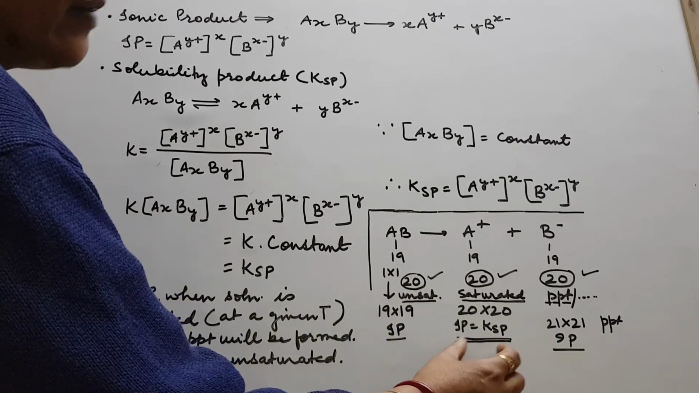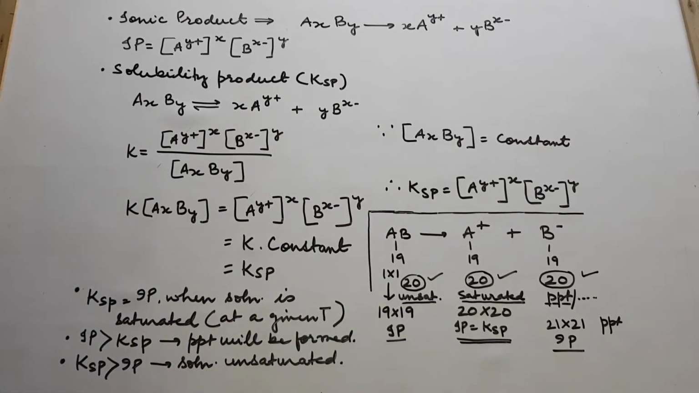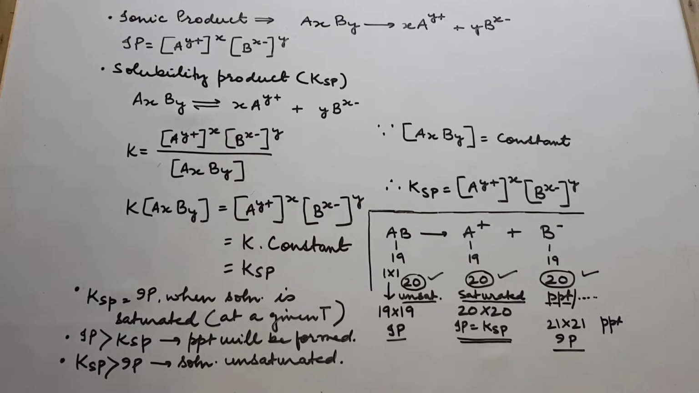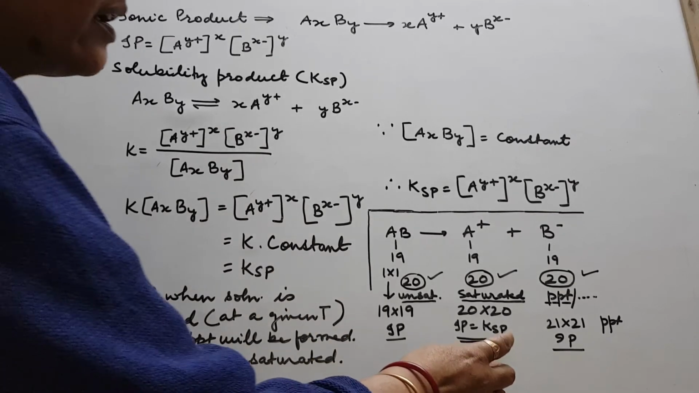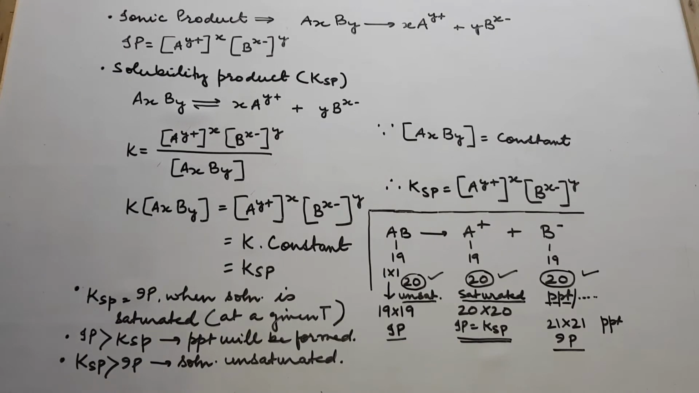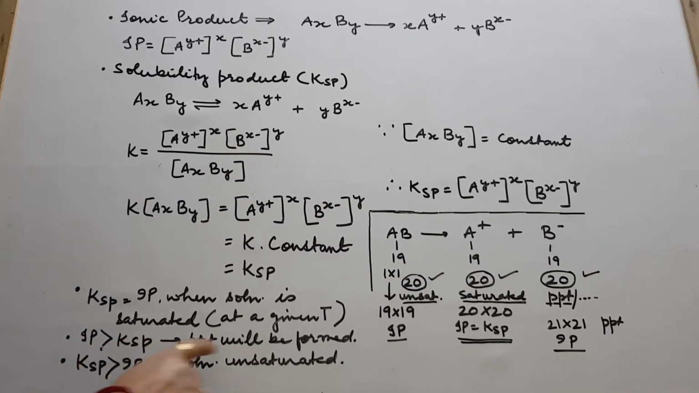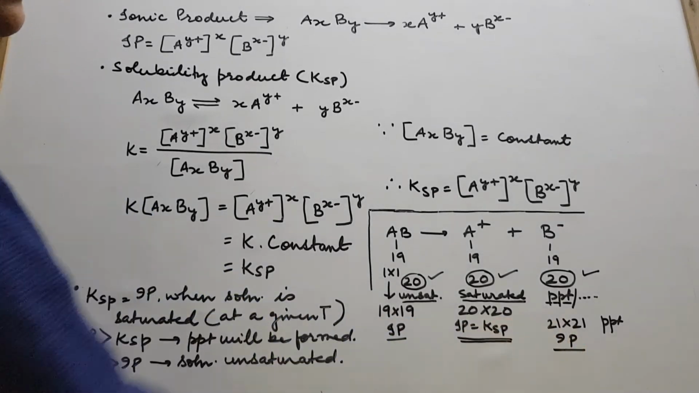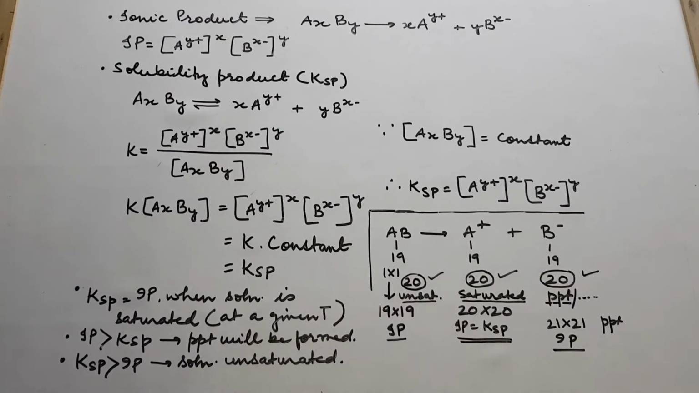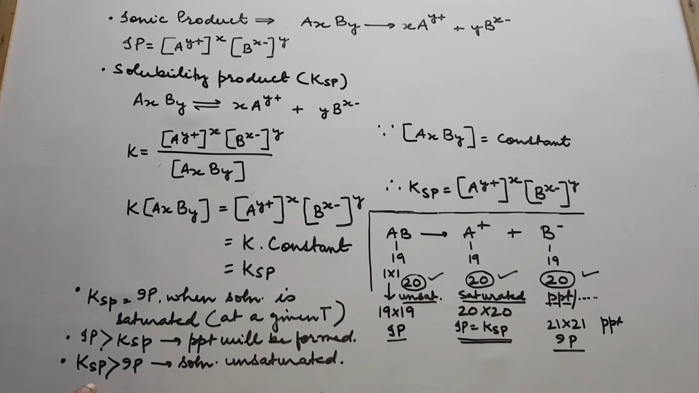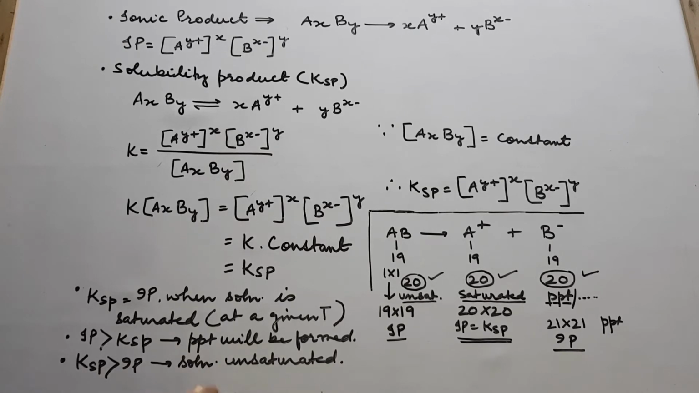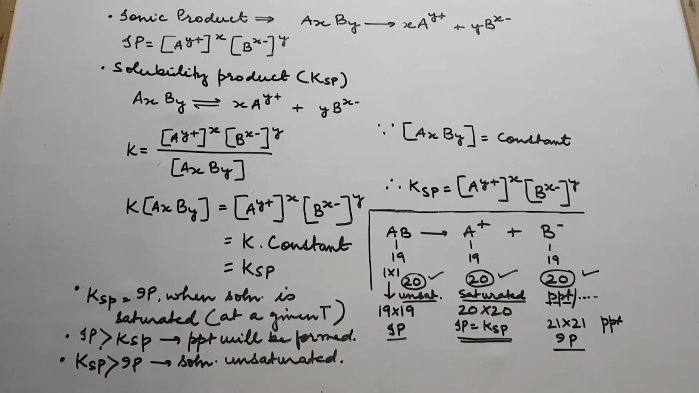Suppose out of these two values, they give you one value. And they ask you, tell whether the solution will be saturated, unsaturated, or whatever. So if they give you KSP, you calculate IP. Or if they give you IP, you calculate KSP. And then compare it. If they both are equal, it is saturated. If IP is more than KSP, then what will happen? PPT will be formed. And if it is less, meaning KSP is more than IP, then the solution will be unsaturated, more solute can be dissolved.